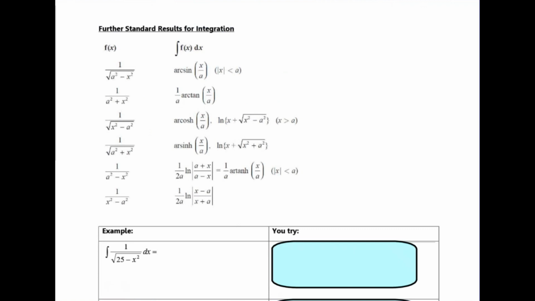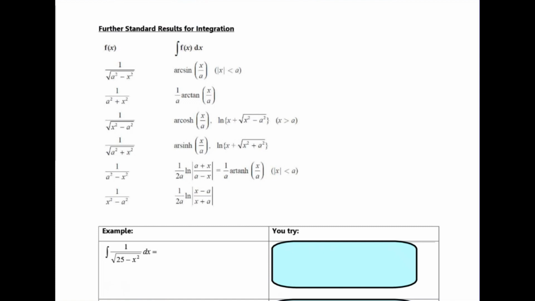What we're going to learn now is how to apply some more standard results for integration. These results are all on your formula sheet, so you don't need to learn these, but notice they all look very, very similar. They're all fractions with 1 on the top. They've all got some combination of a squared and x squared in various pluses and minus orientations, and some of them have got roots on as well.